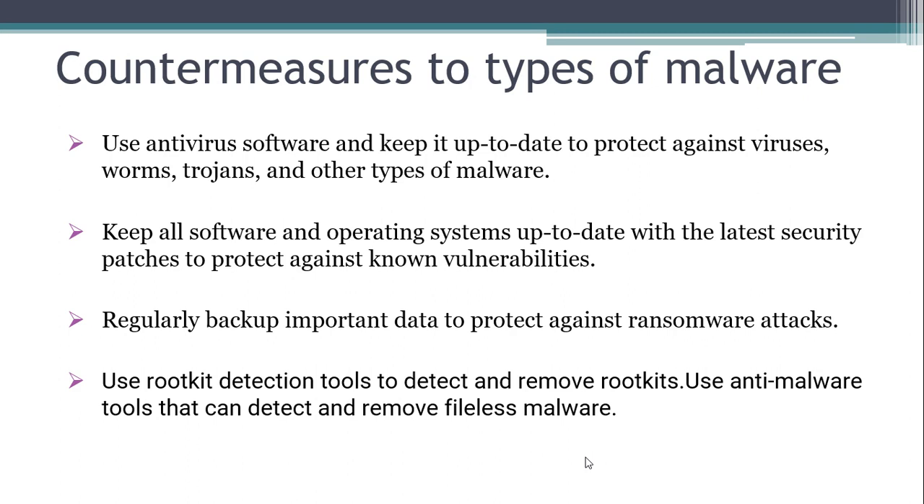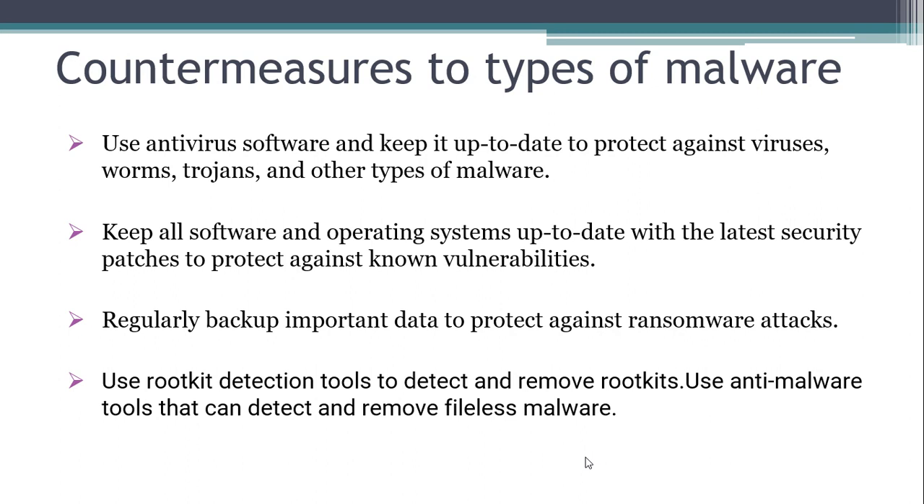First of all, we need to use antivirus software and keep our system up to date to protect against viruses, worms, and Trojan horses. Second countermeasure is that our operating system should be up to date with the latest security patches, which also fix known vulnerabilities. When our system is up to date with the latest security patch, it will be protected against the latest discovered vulnerabilities. Third is regular backup of our important data to protect against ransomware.